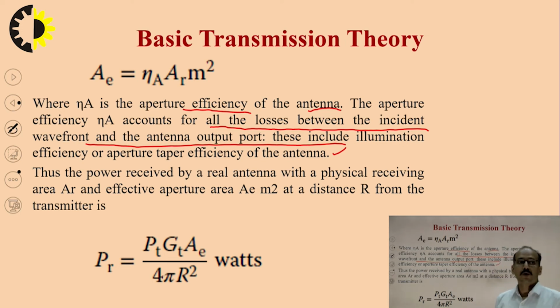So the total power received by a real antenna, now we are talking about the actual real antenna after consideration of that effective aperture, the power received by a real antenna with a physical receiving area AR and effective aperture area AE meter square at a distance r from the transmitter is PR equals PT GT AE upon 4 pi r square. That received power is in watt actually.